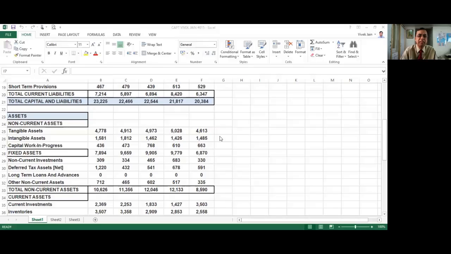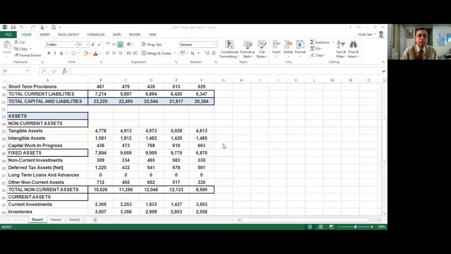So these come under intangible assets. Capital work in progress, in case some kind of work for the development of the company is going on, for that the figures are also shown here. The second portion is the fixed asset portion, in which you have non-current investments, deferred tax assets, long-term loans and advances, which is nil. The company has not given a loan to anyone, and other non-current assets.